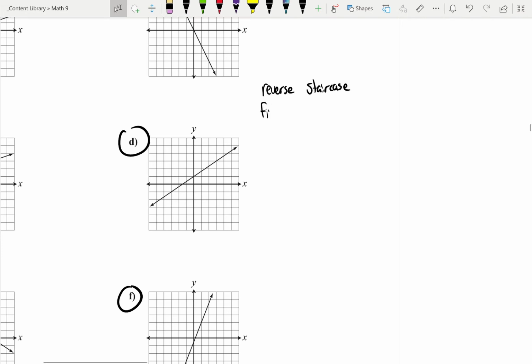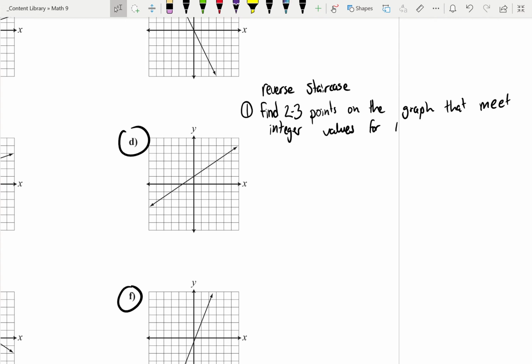This is a nice way to find the slope and y-intercept. So find, I'll say, 2 to 3 points on the graph that meet integer values for both x and y.